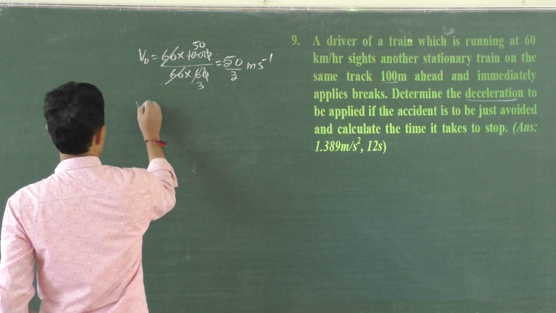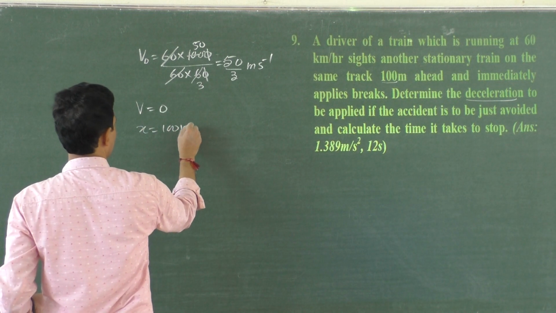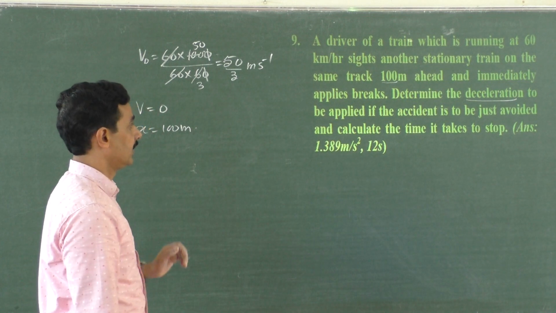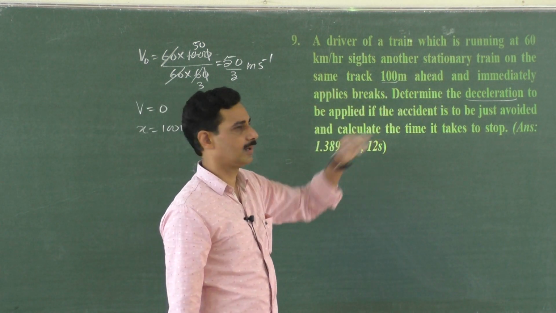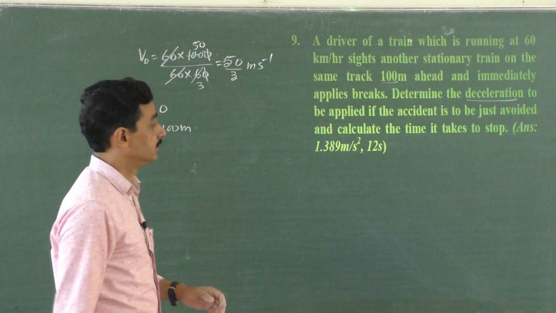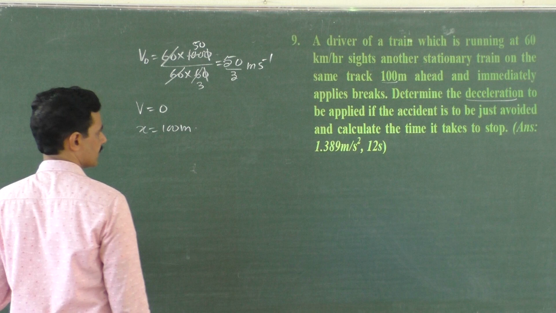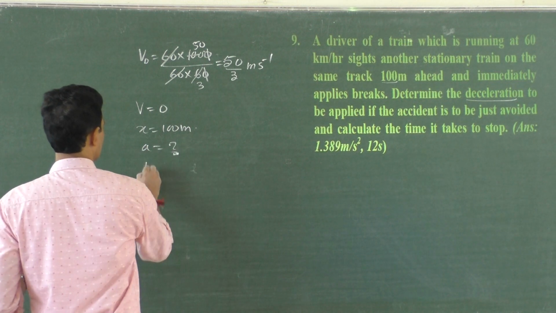Final velocity should be 0, and by then it should have traveled a maximum of 100 meters. It should not go beyond that. The accident is to be just avoided, meaning not stopping earlier, but stopping right there. That is the ultimate aim: calculate the time it takes to stop and the deceleration. So a should come out negative.